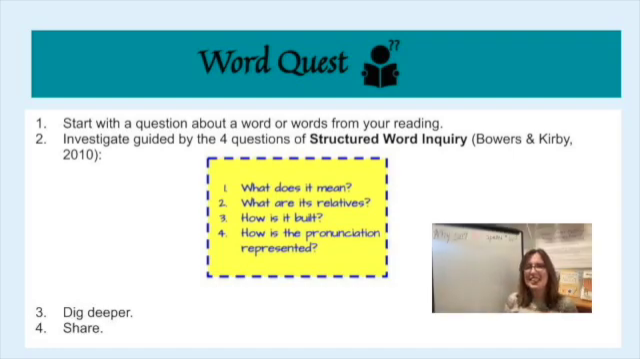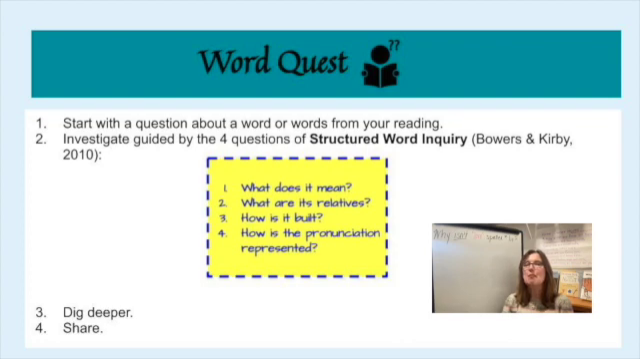Welcome to WordQuest. I'm Mona Vokel, and today the question we're going to explore is, why isn't love spelled L-U-V? To investigate, we're going to use the 4 questions of structured word inquiry. What is the meaning? What are the relatives? How is it built? And how is the pronunciation represented?